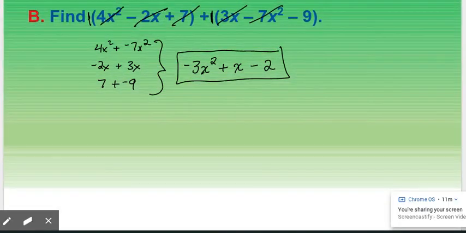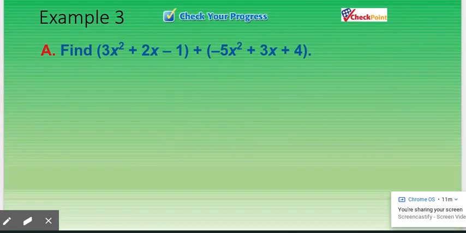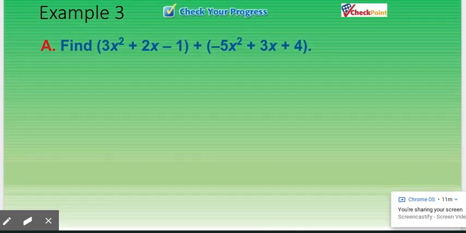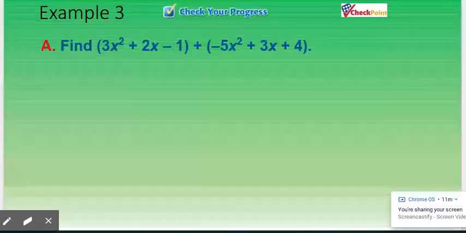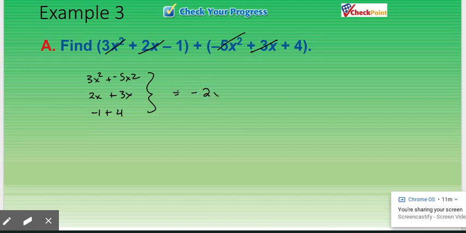A trinomial. What I want you guys to do is go ahead and pause the video and complete this problem. All right, for this one, we have our x squared, 3x squared plus negative 5x squared. We have our x's, 2x plus 3x. We have our constants, negative 1 plus 4. So I should get negative 2x squared plus 5x plus 3. Okay?